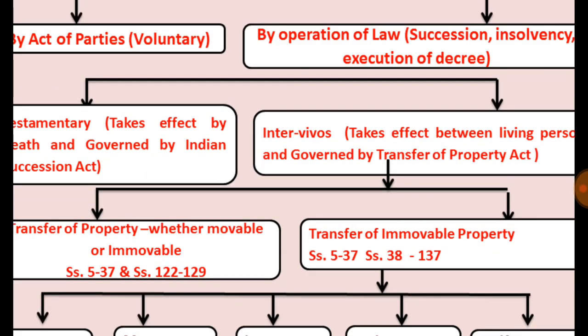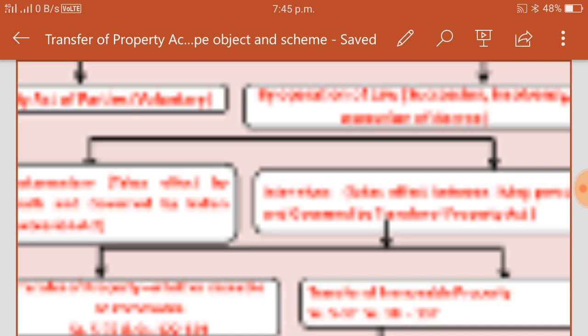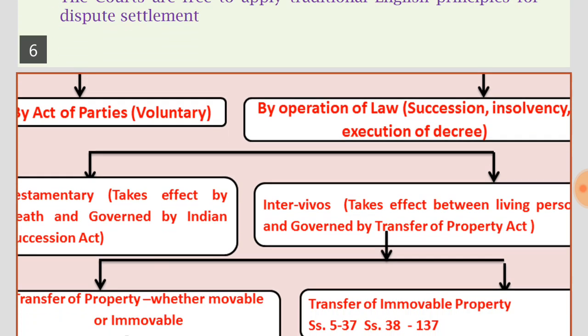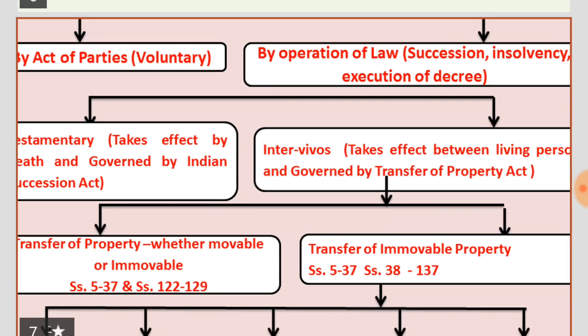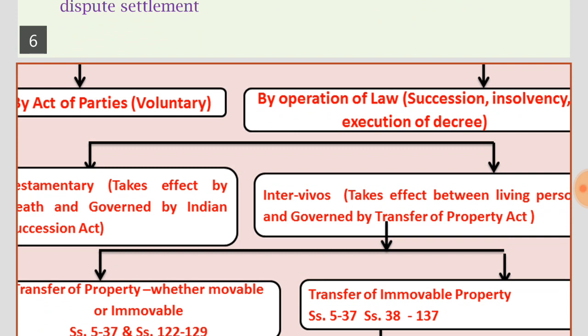Now we must see what is the scope of the Transfer of Property Act. Friends, as you know, this act is applicable to transfer of property, which is nothing but an act. The property can be transferred in two ways. One is by act of parties, which is always a voluntary act, and secondly by operation of law. The Transfer of Property Act is not applicable to those transfers that are caused due to the operation of law. Friends, it means the act is applicable to all those transfers which are caused by act of parties.